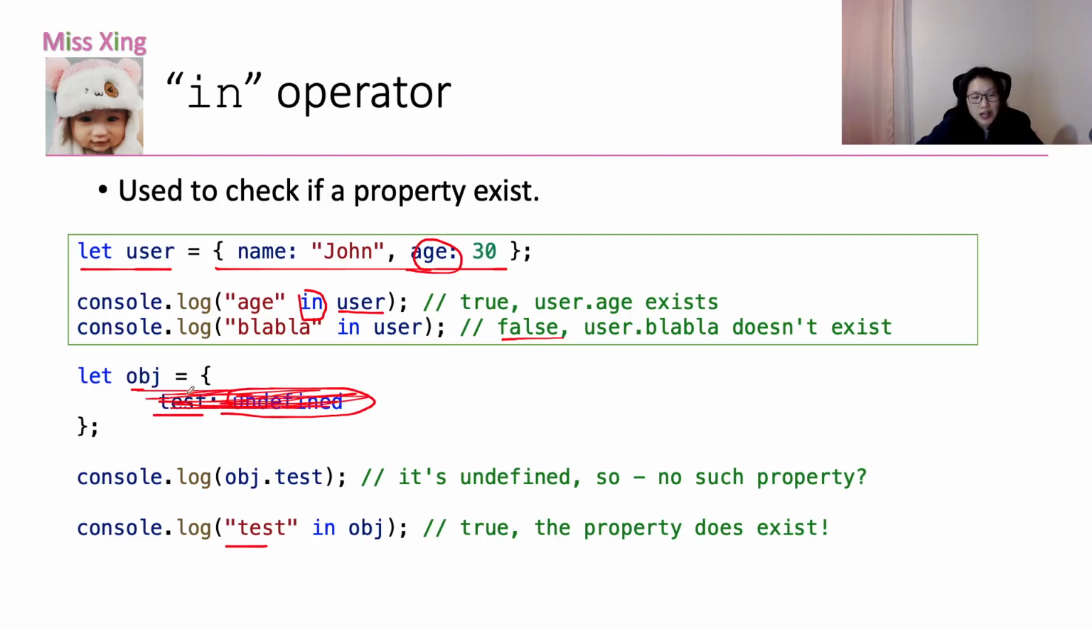Suppose I use let obj equals an empty object, okay? It's an empty object, right? It doesn't have a test. When I use obj.test, you will still get undefined, because by default in JavaScript, if you want to read a property from an object but it doesn't exist, it will give you undefined. So now let's take a look at this one for you, okay?